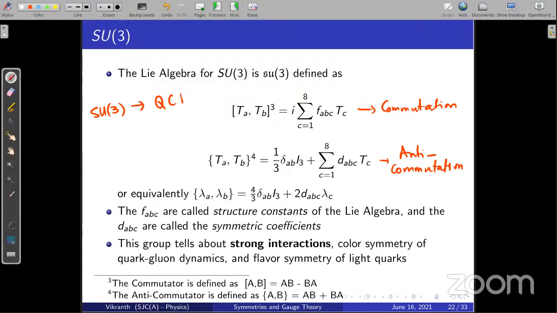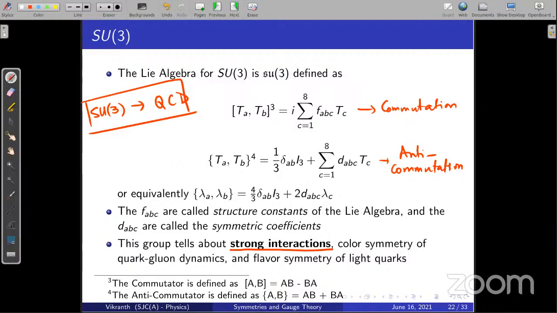tells us about quantum chromodynamics. That's how they're directly related to our physical concepts. They talk about the strong interactions. The SU3 group symmetry tells us about the strong interactions, and therefore it tells you about your quark-gluon dynamics, how quarks and gluons behave, and flavor symmetry of lighter quarks and so on. We're not getting deep into the standard model right now, so I'll just tell you that the SU3 group corresponds to the entire field of quantum chromodynamics.